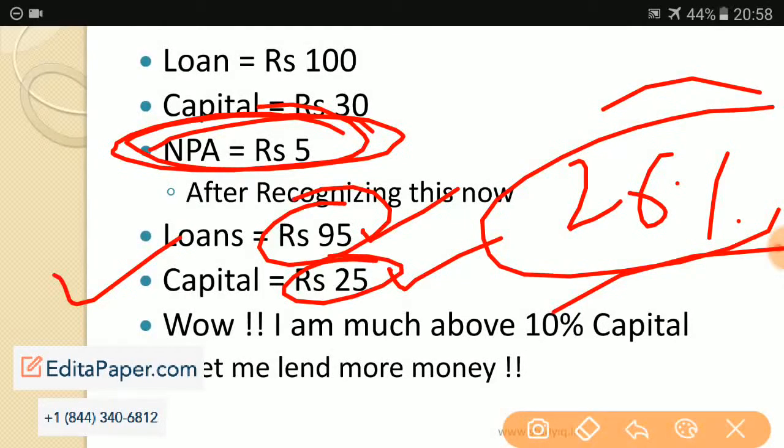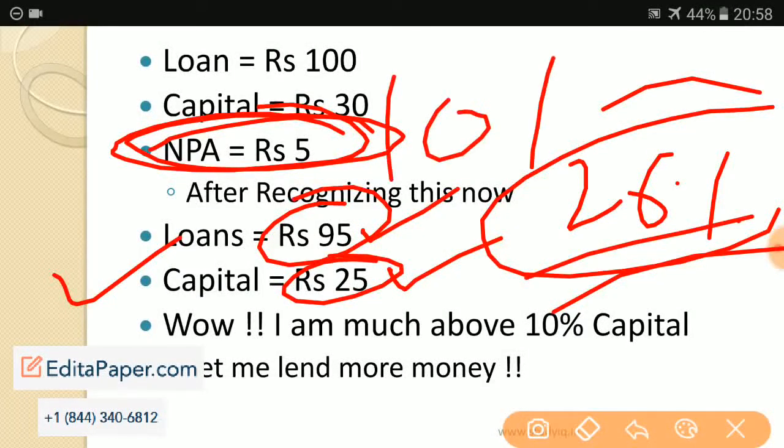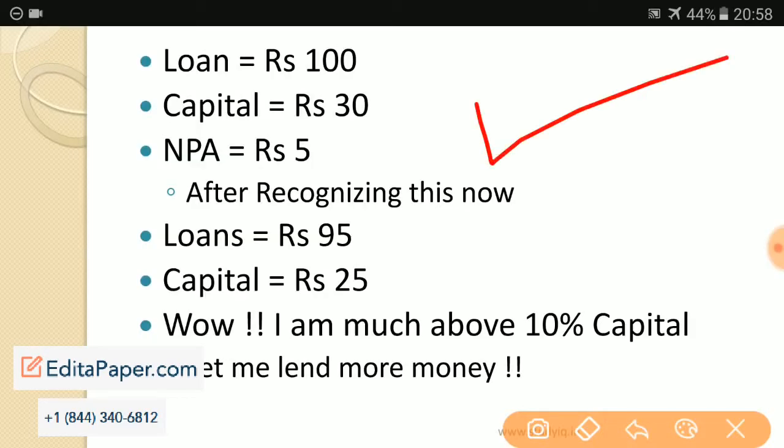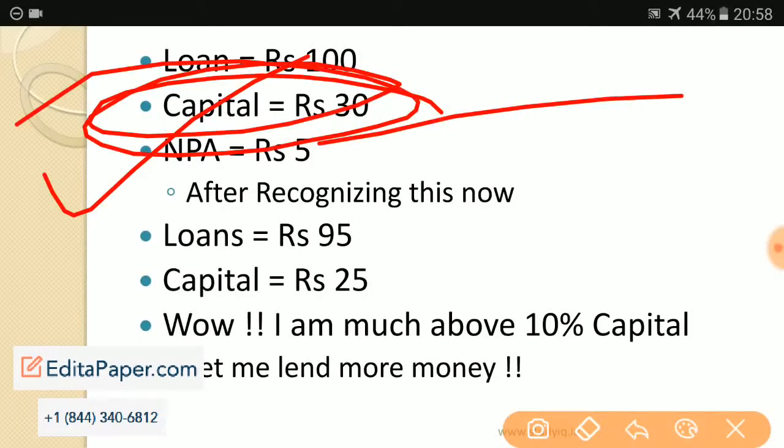So we saw how, because of the capital infusion by the government, the banks are now easily recognizing their NPAs because the capital ratio is much greater than 10%. So this is one of the positive effects of capital infusion into the banks, that if their capital base is strong, then they can easily recognize and solve the NPA problems.